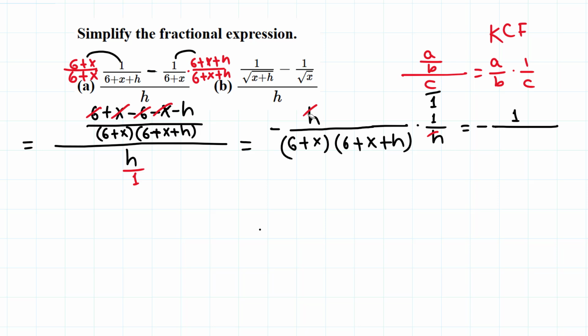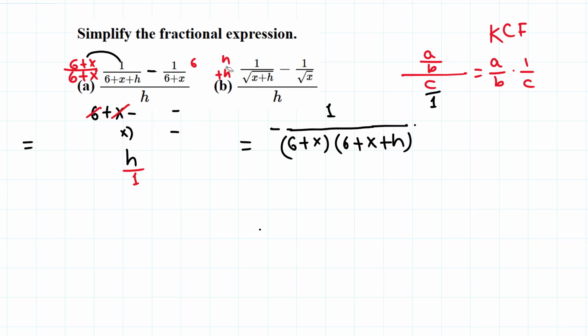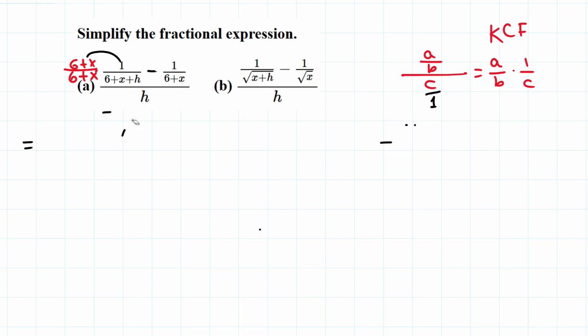I'm running out of room, so let me write down the final answer. This is negative 1 over this. Now let's do the same thing for part B. I'm going to make room for part B. On the top we have more complicated fractions because of the radical sign, but this is a fraction, so we multiply the second by the bottom of the first. We multiply the first by the bottom of the second.